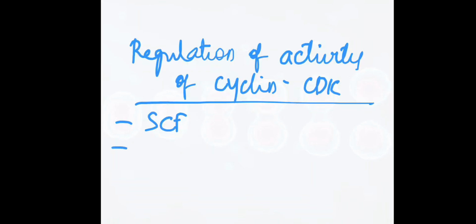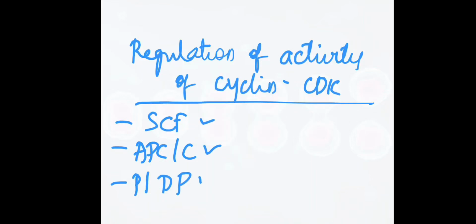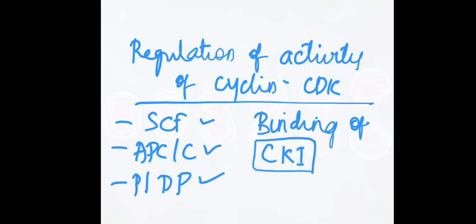So there is another important protein which regulates the cyclin-CDK complex. Till now we discussed many aspects which regulated the activity of cyclin-CDK. Can you just recall the regulation of activity of cyclin-CDK complex? Which were the factors? That is SCF, that is ubiquitin ligase, E3 ubiquitin ligase, APC bar C, phosphorylation and dephosphorylation action, and we all discussed this. Okay, but we are left out with one aspect, that is binding of CKI.